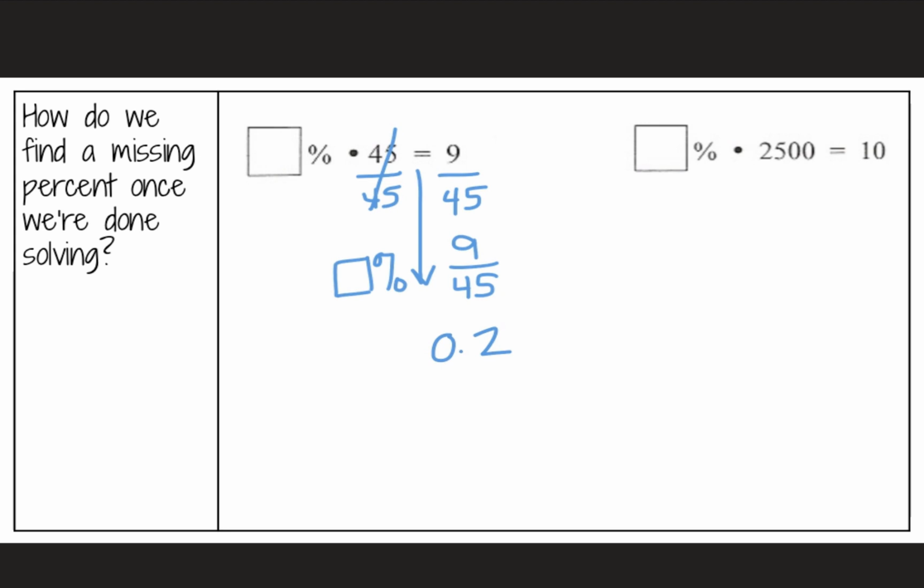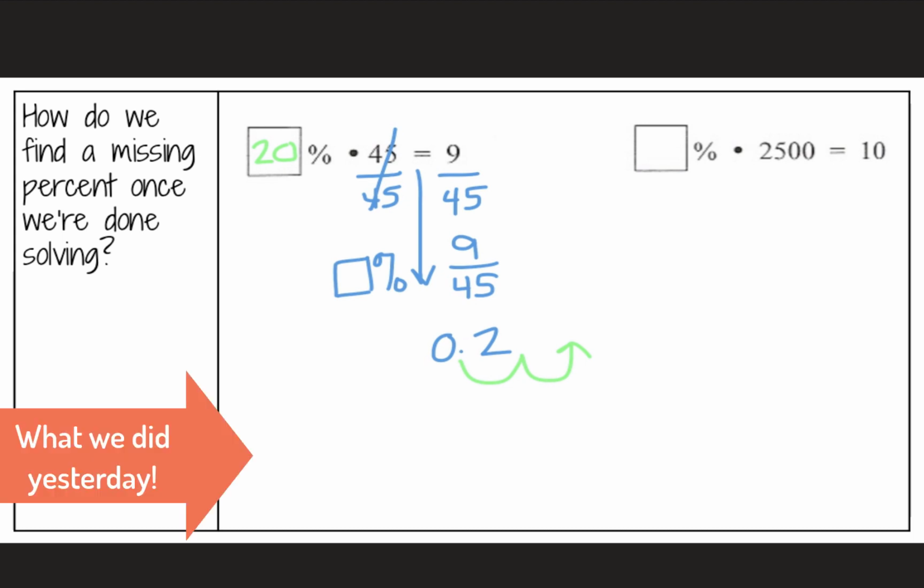0.2. Then we need to move it, move it. What percent is equivalent to 9/45? 20%. 20% of 45 is that 9. Well, check it out. 0.2 times 45. Is that 9? Yes, it is. And this is actually what we did yesterday, 7th graders. It just looked like this.